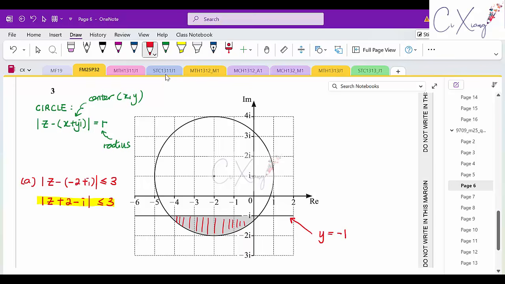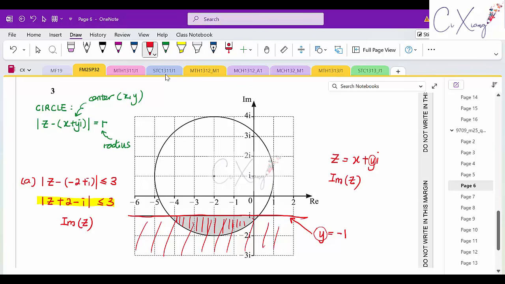So when y equals -1, what is the y in our complex number? If let's say my complex number z equals x plus yi, then the y means the imaginary part of the complex number, right? So we usually write the imaginary part of z. And you can see that for this line, the area covered is actually below the line. So below the line means smaller than or equal to -1.